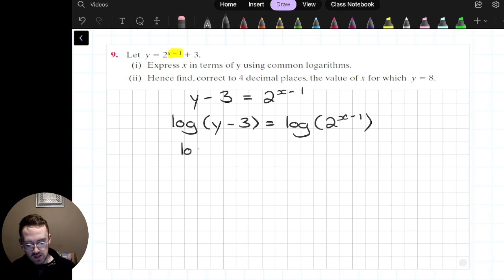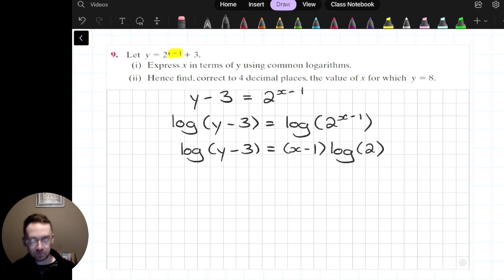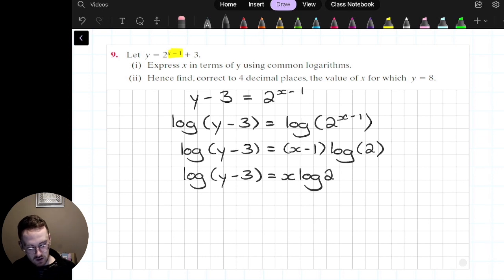But what it does mean is that we can rewrite this right hand side as now x minus 1 at the front here multiplied by log of 2. So we don't actually have to work those things out, we can leave it like this for now. Keeping my left hand side here, I will not maybe move it yet. On the right hand side I can multiply my bracket out, so I get x log of 2 minus log of 2.